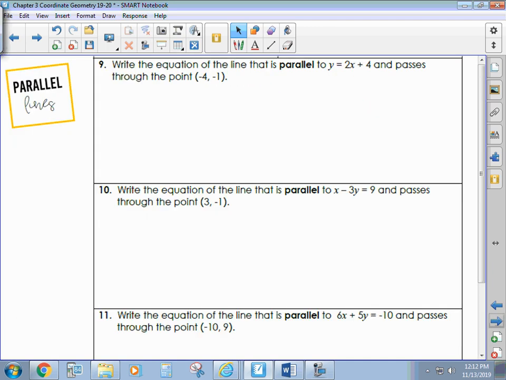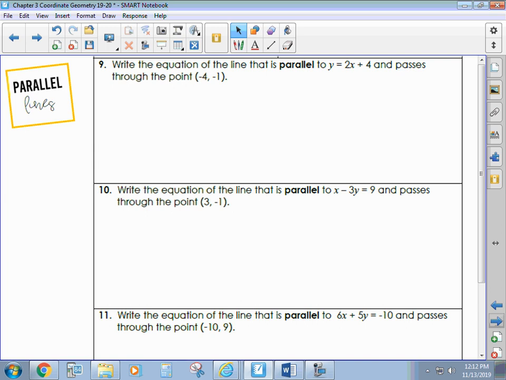Number 9. You can handle 5, 6, 7, and 8. You can handle all that. I know you can. You don't need to keep practicing. Go to number 9. Looks like what we did yesterday.